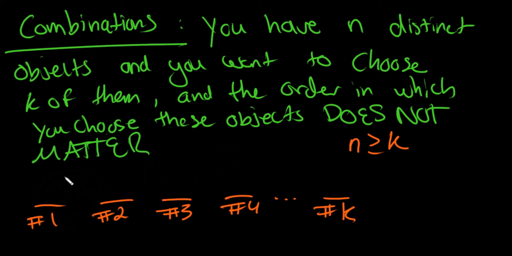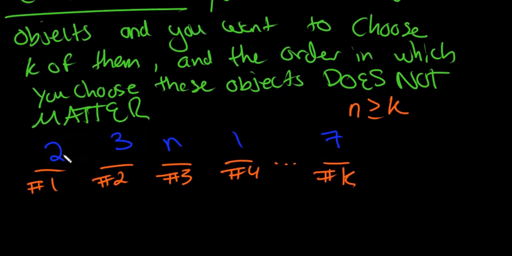So let's say you put 2 here, 3 here, n here, 1 here, and, I don't know, 7 here. And you've come up with an arrangement of these objects. Remember, the order doesn't matter. So if I were to switch 2 and 3, and I put 3 and 2, I don't want to count that as a separate case than what I had before, because then I would have overcounted by 1.